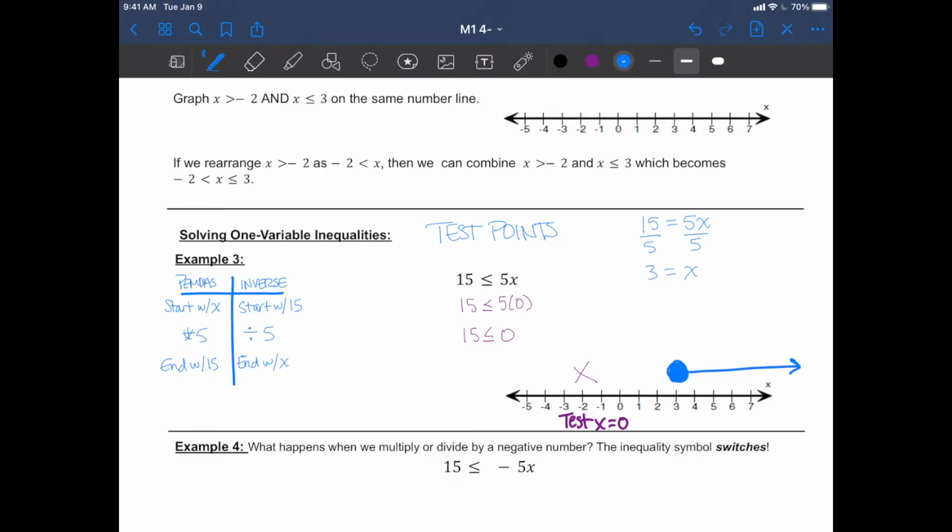Okay, now what if I tested, I don't know, I like to write test down here, hold on, test x equals 5. What would that look like? 15 is less than or equal to 5 times 5. 15 is less than or equal to 25. This holds true, so I would shade the side where it's true. Okay, if it was false, I would shade the other side.